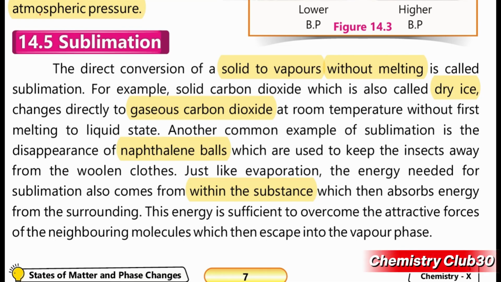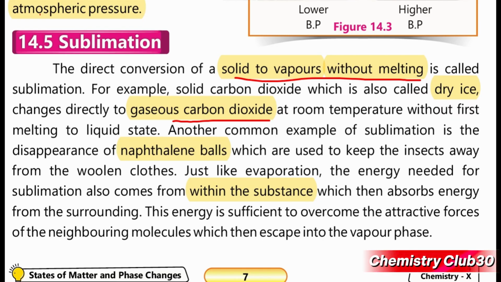Sublimation is the direct conversion of solid to vapor phase without melting. For example, solid carbon dioxide, which is also called dry ice, can be directly converted to gas phase, that is carbon dioxide, at room temperature without converting to liquid state.